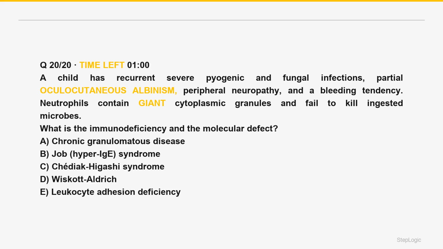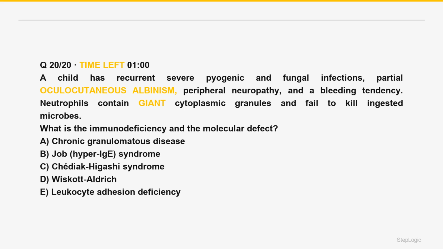What is the immunodeficiency and the molecular defect? A child has recurrent severe pyogenic and fungal infections, partial oculocutaneous albinism, peripheral neuropathy, and a bleeding tendency. Neutrophils contain giant cytoplasmic granules and fail to kill ingested microbes. Read the command: immunodeficiency and molecular defect. Recurrent infections, partial albinism, neuropathy, bleeding, giant granules.